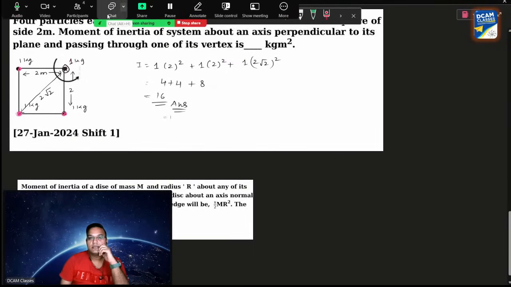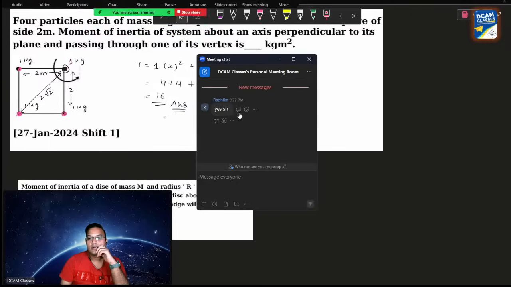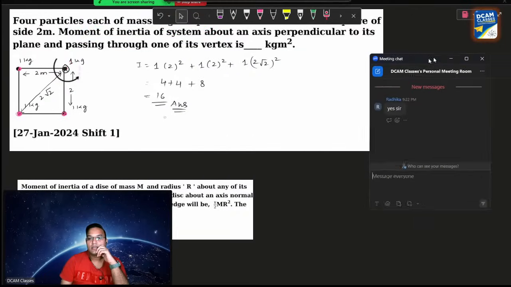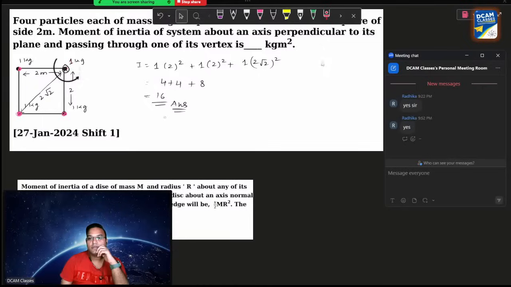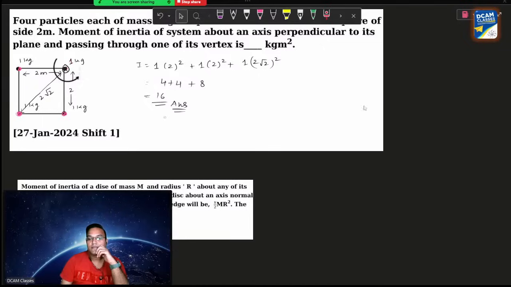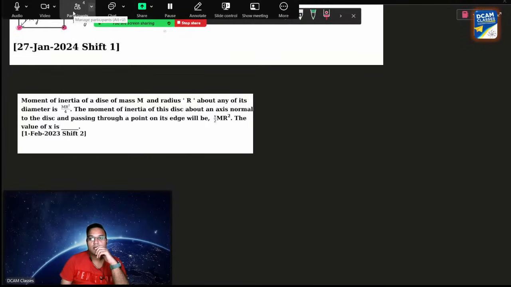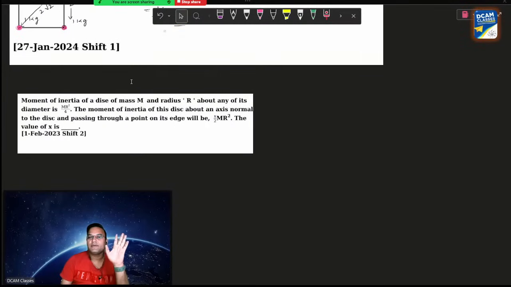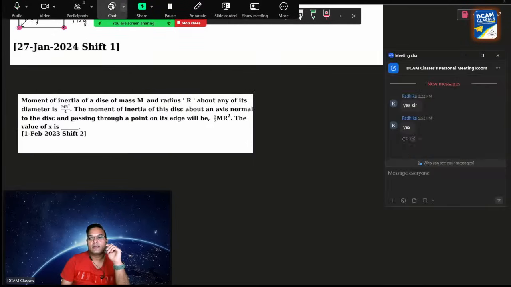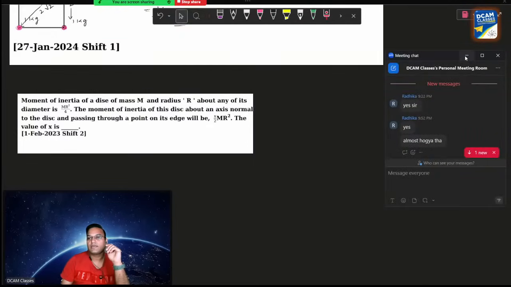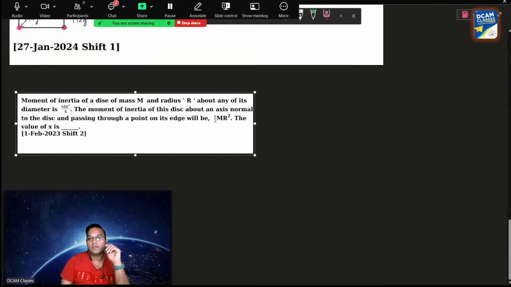Radhika, did you understand? I expected Radhika would be solving it. I thought everyone could solve it because it was the easiest one, but I don't know why. It was almost done, but you took so much time.